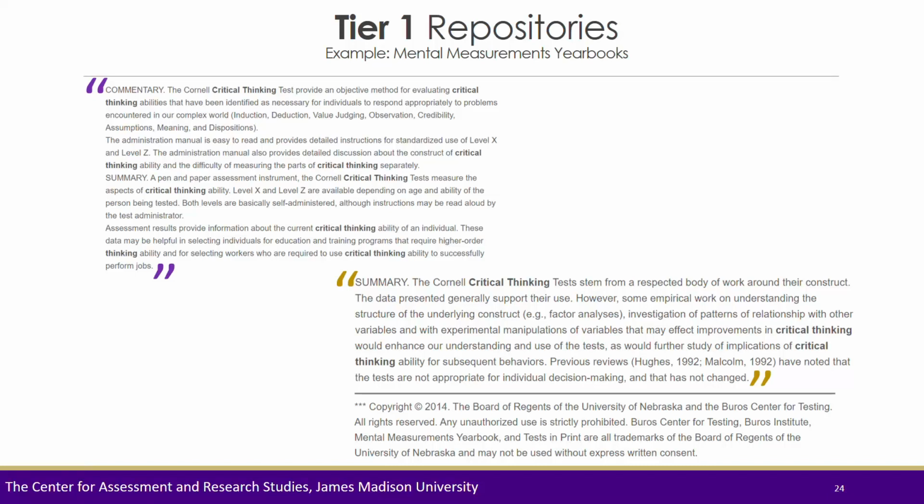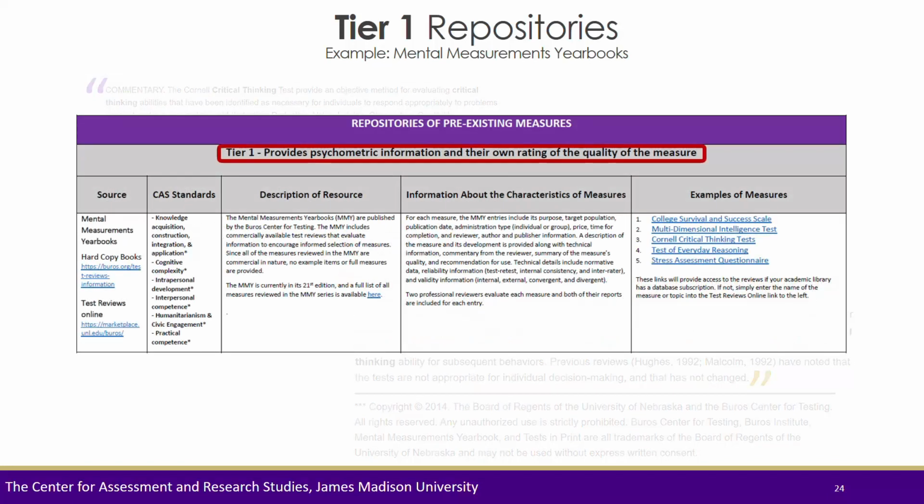Thus, we may elect to conduct more research and consult with measurement experts if important person-level decisions are to be made based on the test results. This is critical information, which we were able to acquire through experts' feedback. This is why Tier 1 repositories are the preferred place to start.